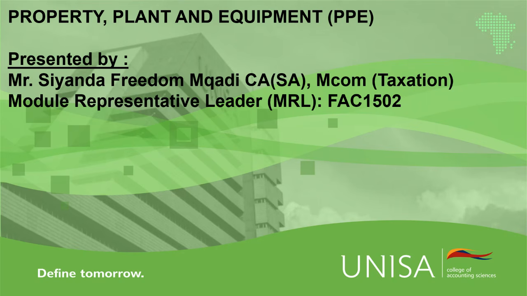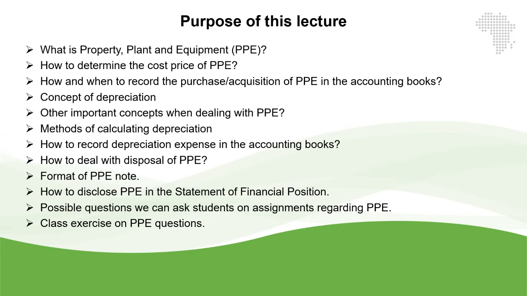Let me just get to the business for today. What we are trying to learn here, we need to understand what is property, plant and equipment. In short, we call it PPE. Then we need to know how to determine the cost price of property, plant and equipment. And we need to know how and when to record the purchase or the acquisition of property, plant and equipment in the accounting books. We also need to be familiar with the concept of depreciation.